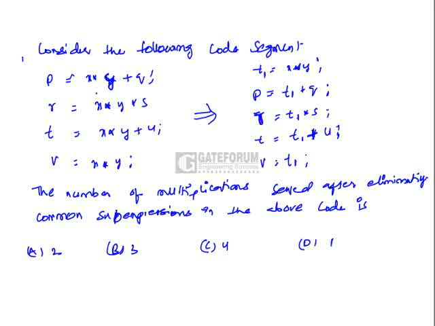In the earlier code, the number of multiplications are 1, 2, 3, 4 and 5. After eliminating, the number of multiplications are 1, 2. So we can say the number of multiplications saved after eliminating common sub-expressions is 3. So here the correct option is option B.